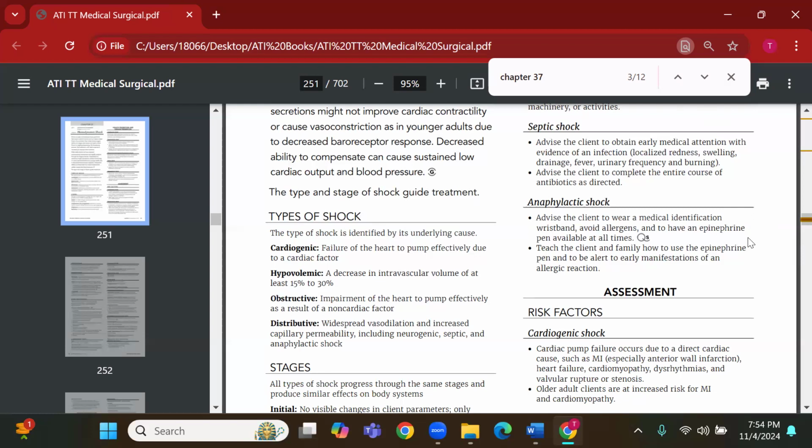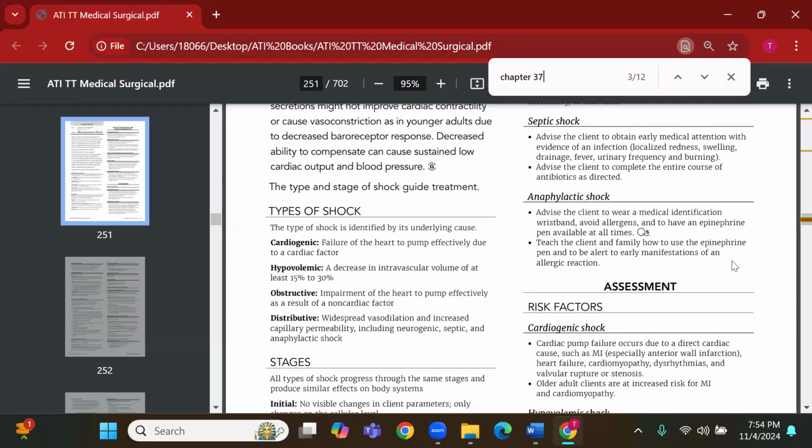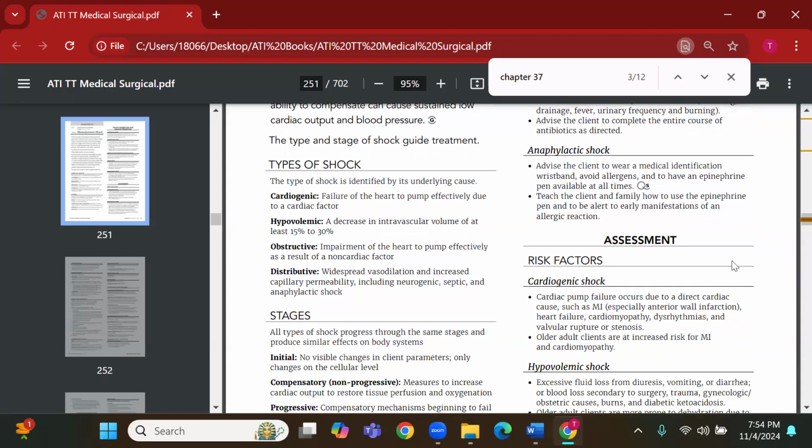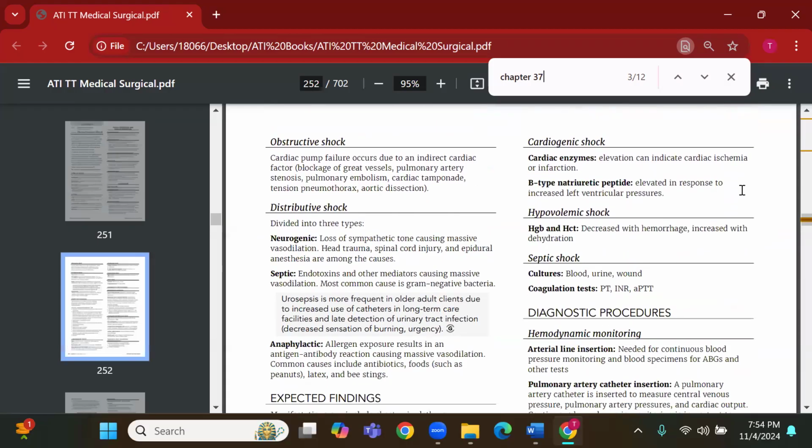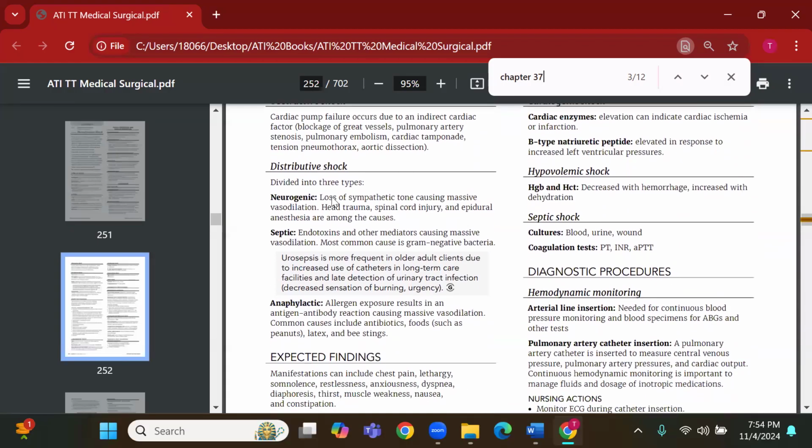But teach the client and family how to use the epinephrine pen. And what did I say? You can put it through clothing. You may not have time to pull somebody's jeans down. You're just going to jab it into their outer thigh. And that epi is going to reverse what's happening in the body. Okay, let's go down here. Let's look at the distributive shock. Okay, we're going to go right here.